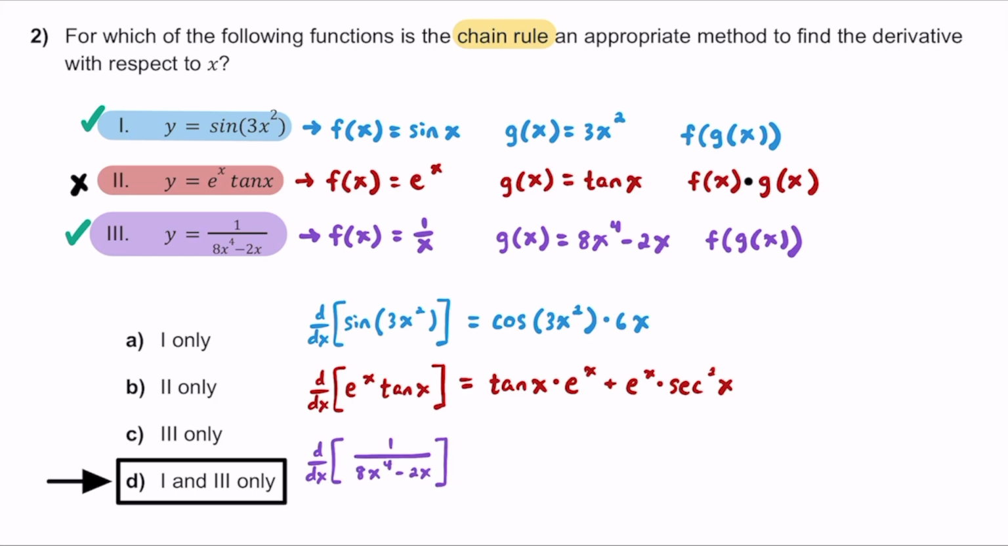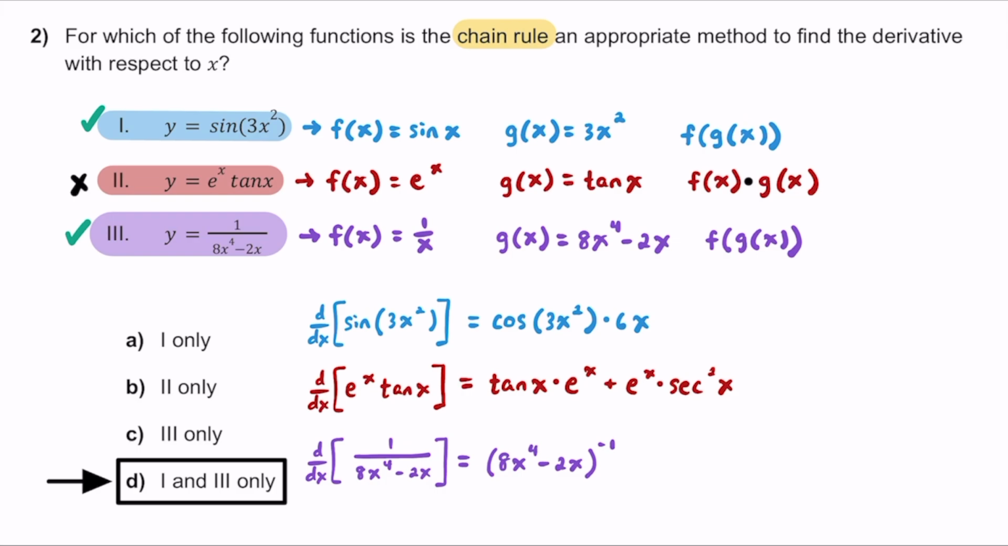All right, now what about this third function here? Well, we have this rational function. Keep in mind, for these rational functions, you can rewrite them using a negative exponent instead. So I'm going to rewrite this as 8x to the 4th power minus 2x. Let's raise this entire quantity to the negative first power. So we write it using a negative exponent instead, right?